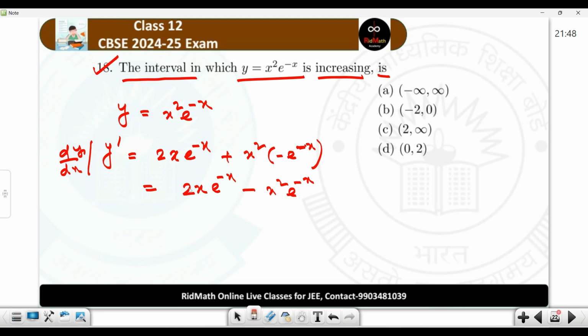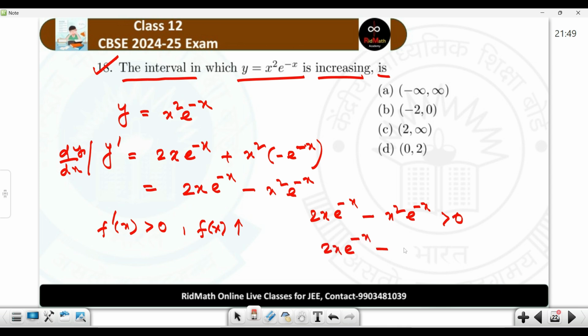And we know that if f dash x is greater than 0, then fx is increasing. Okay, so that means 2x e to the power minus x minus x square e to the power minus x is greater than 0. That means 2x e to the power minus x is greater than x square e to the power minus x.